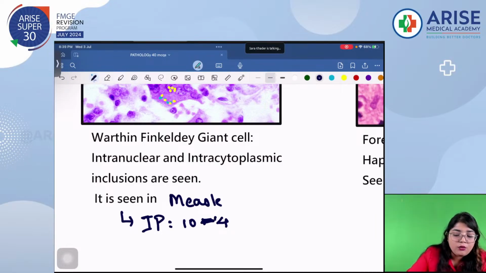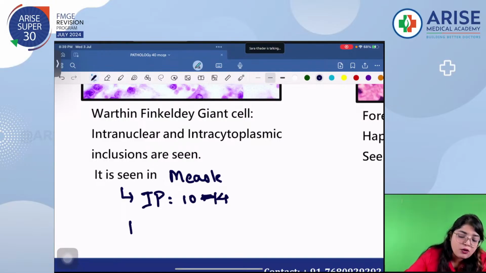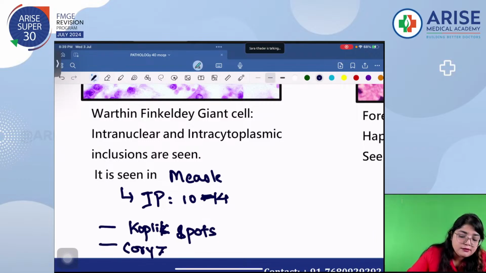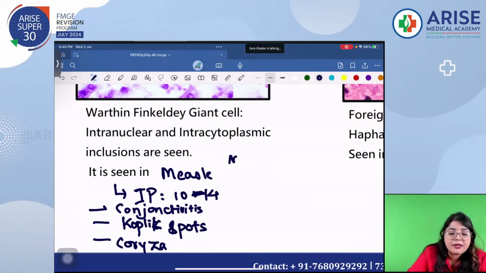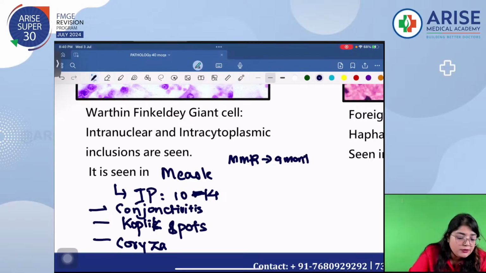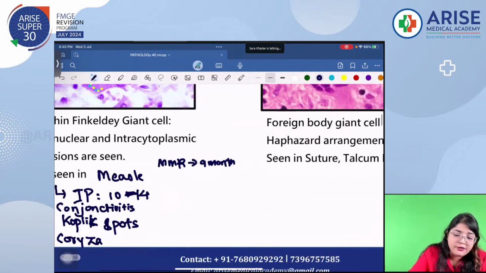10-14. Also remember the 3 C's of measles: cough, coryza, and conjunctivitis. Very good. I hope you're able to recall all this. And when do you give your MMR? MMR is given at the 9th month. Yes, very good, guys, very good.